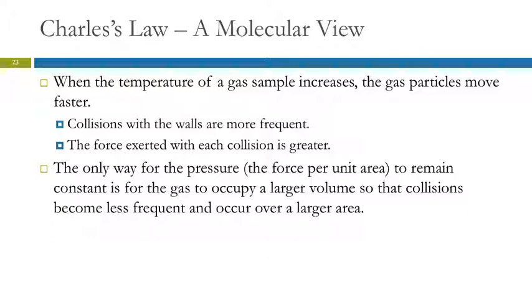So you increase the temperature, gas particles move faster. You get more collisions with the wall, more frequent, and each collision is more forceful. So in order for the pressure to remain constant, which is how it's set up, the gas has to occupy a larger volume. By occupying a larger volume, you get less frequent collisions, and they're occurring over a larger area.